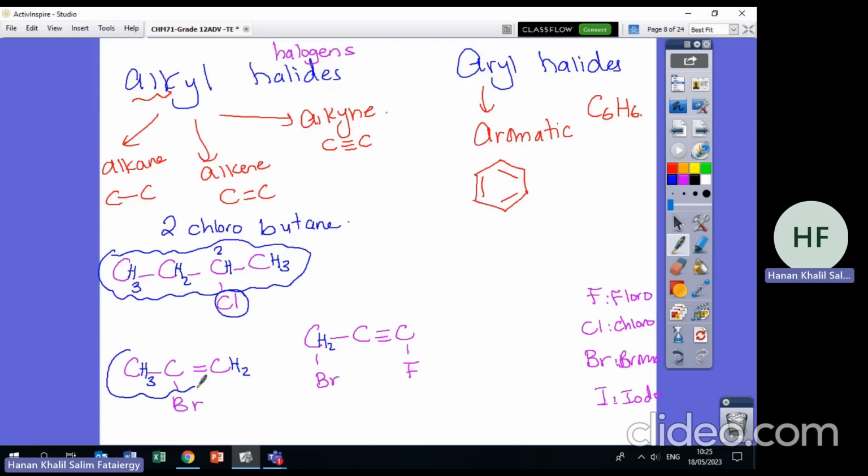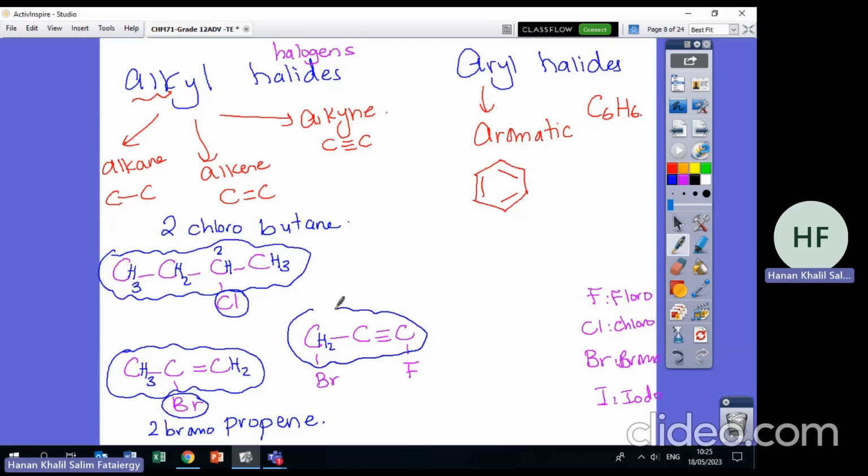طب how do I name this? Okay, هلا. 1, 2, 3 carbons means prop. Double bond means ene. في branch على carbon number 2. Okay, so I will say 2-bromopropene. Br is bromo. نفس الشيء هون.